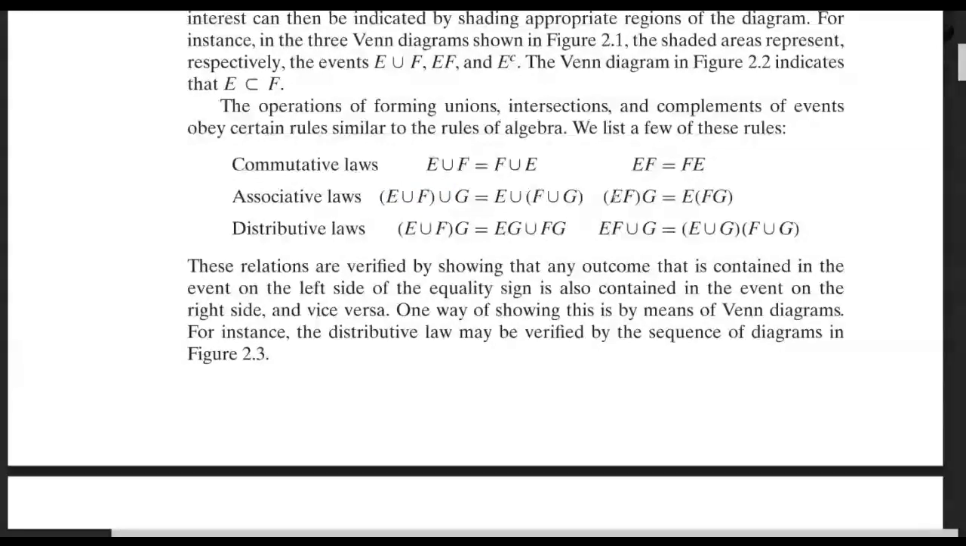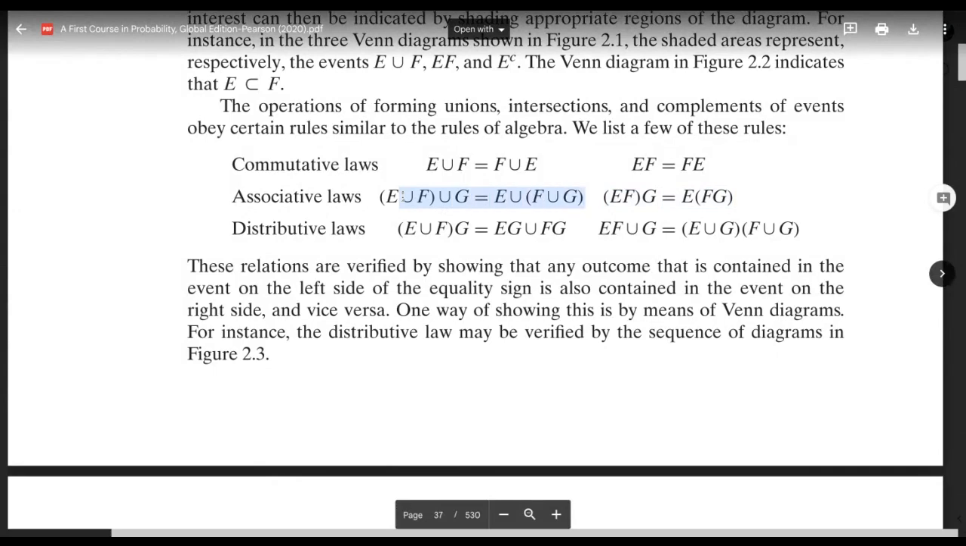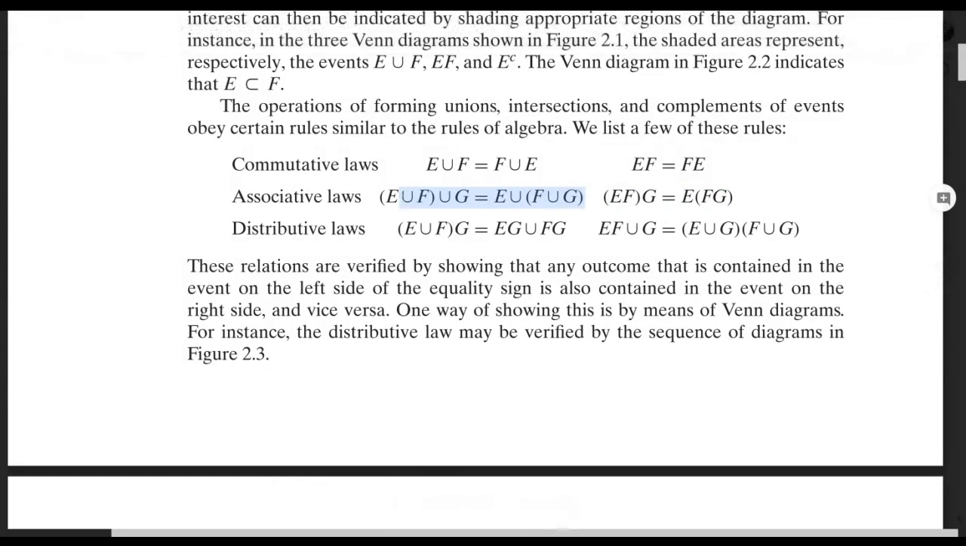But the intersection we have to be very careful. So E intersect F, intersection is okay, but it's when we mix them, it's different. If it's all intersection, the order doesn't matter either. If it's all union, if we have finitely many events, we union all of them, the order doesn't matter. If we intersect all of them, the order doesn't matter.